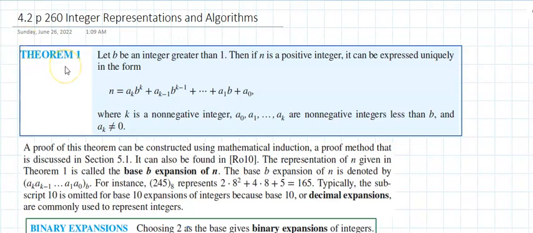Section 4.2 is on page 260. It talks about integer representations and algorithms. Now, the representation is essential, especially for programming, something that you need to do.